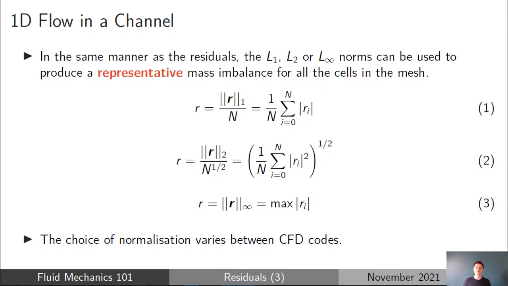And of course, the choice of normalization will vary between CFD codes. But the important thing is that we're getting a representative value for how the mass imbalance looks for all of the cells in my mesh. And then we can track that single value to judge convergence.